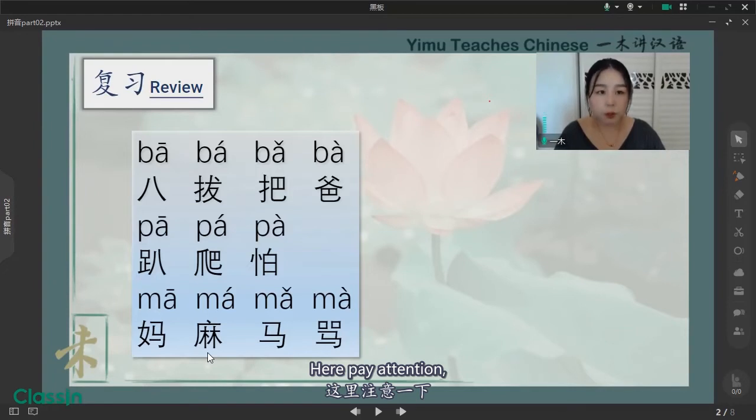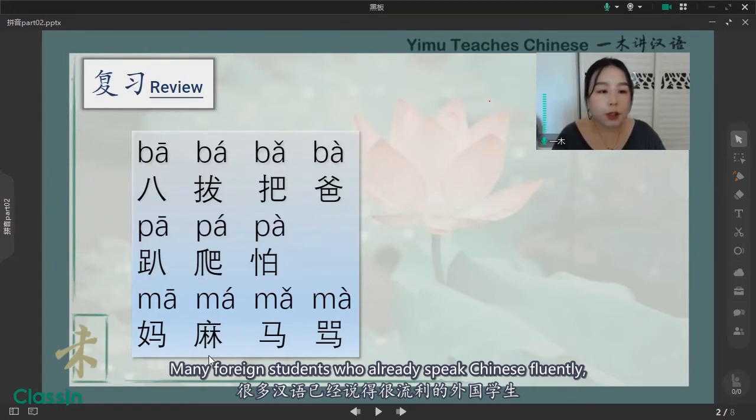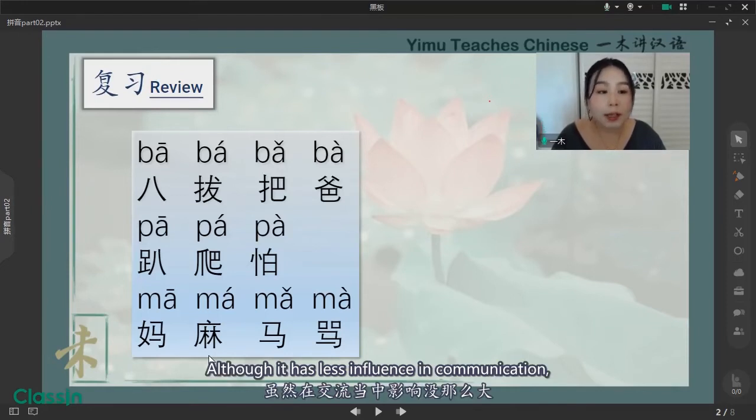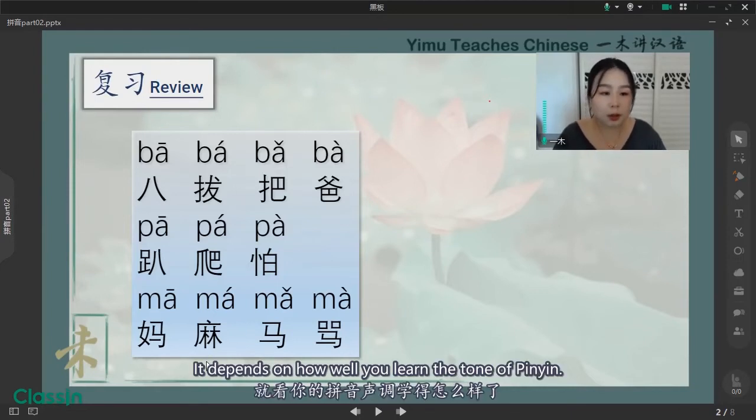Here, pay attention. For non-native Chinese learners, tone is very difficult because everyone should have seen it. Many foreign students who already speak Chinese fluently, their tone is a mess. Although it has less influence in communication, how well you speak Chinese depends on how well you learn the tone of Pinyin.